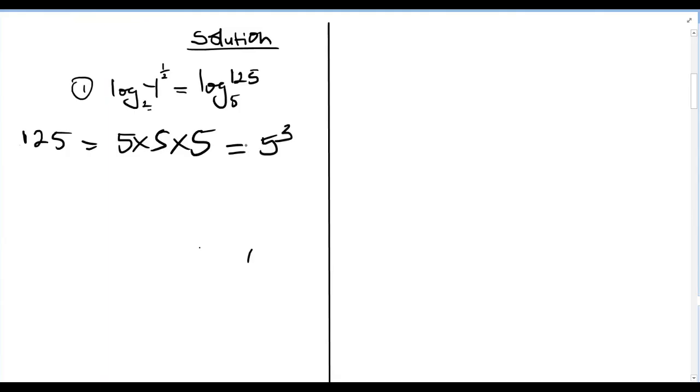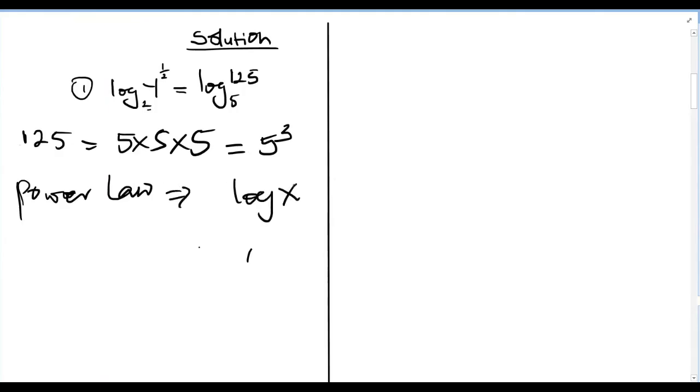Also note the power law of log. It says if you have log x to the power of n, that can be written in this form: the power goes to the front of the log, and you have n log x. Also, the number at the base of the log can be taken as the power of the number inside the log.